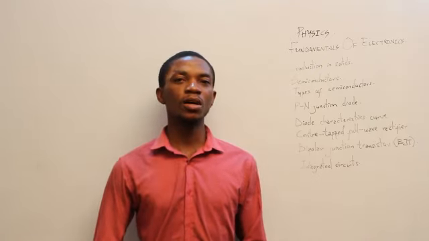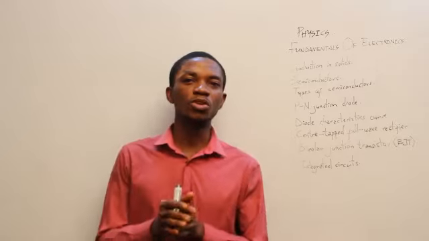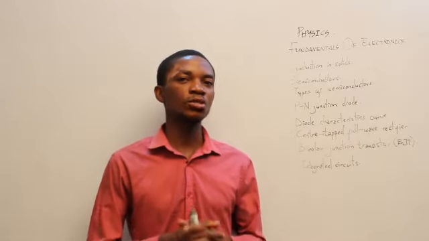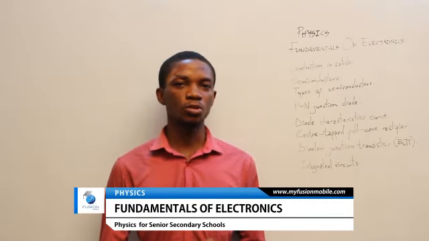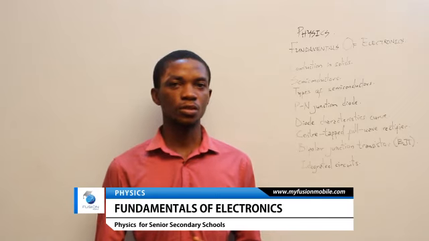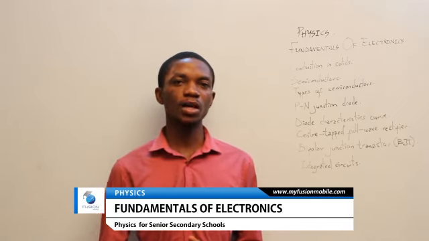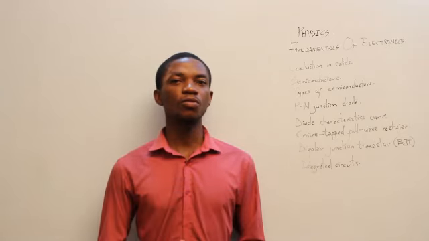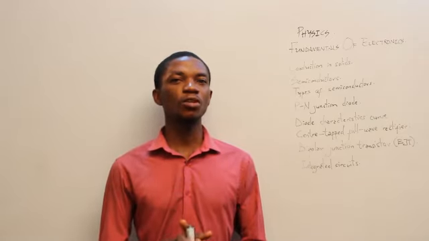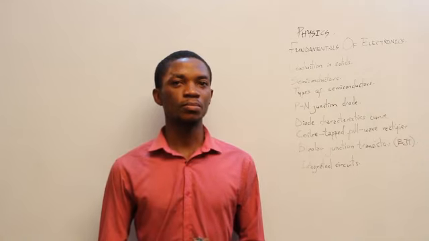But in between the conductors and the insulators, there is a special group which is regarded as the semiconductors. So what are semiconductors? Semiconductors allow partial flow of current through them.